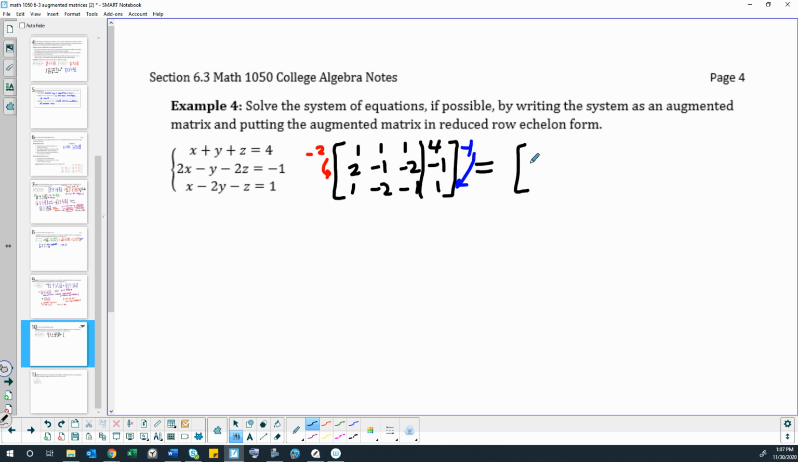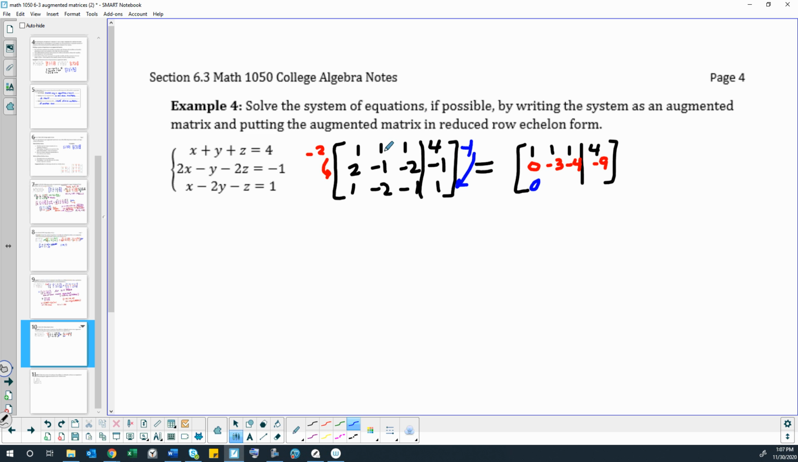So my top row is going to stay the same, 1, 1, 1, 4, right? So temporarily multiply the first row by a -2. So -2 times 1 is -2 plus 2 is 0. -2 times 1 is -2 plus -1 is -3. -2 times 1 is -2 plus -2 is -4. -2 times 4 is -8 plus -1 is -9. Okay, so that row's done. Now I'm going to do row 3. So I'm going to multiply row 1 by -1, add it to row 3. So -1 times 1 is -1 plus 1 is 0.